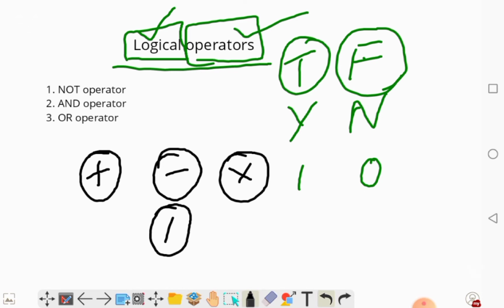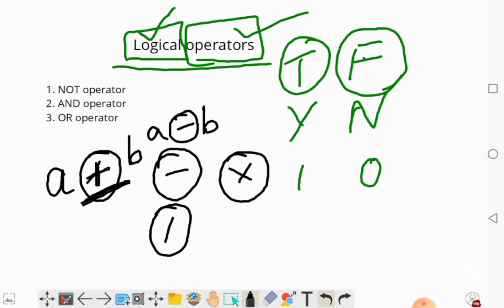What do you mean by operator? Operator is just a symbol which performs some operation. A plus B: if we give the plus, that means we are performing the addition operation. Minus, we are performing the subtraction operation. Operator means it is a symbol which is used to perform some operation.